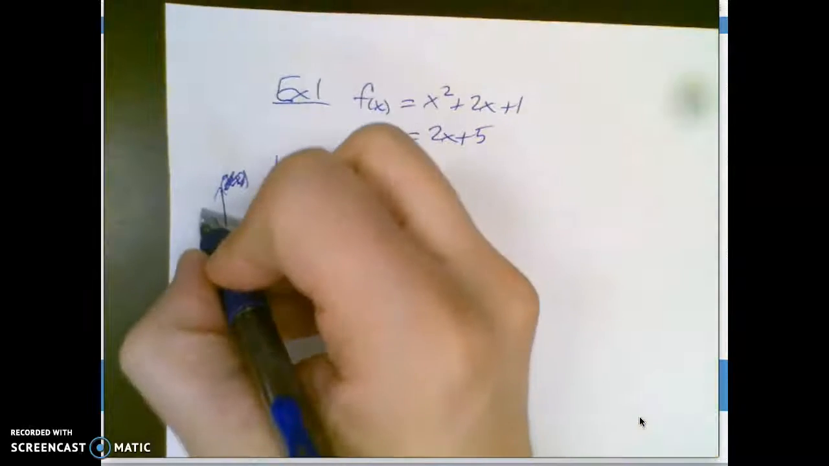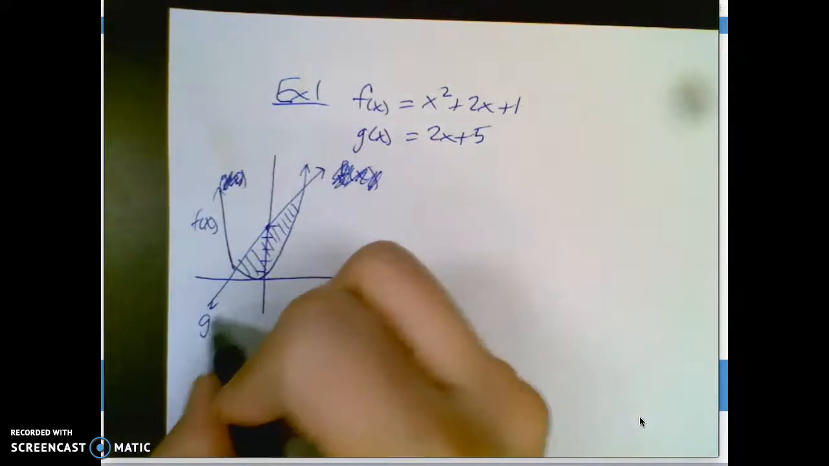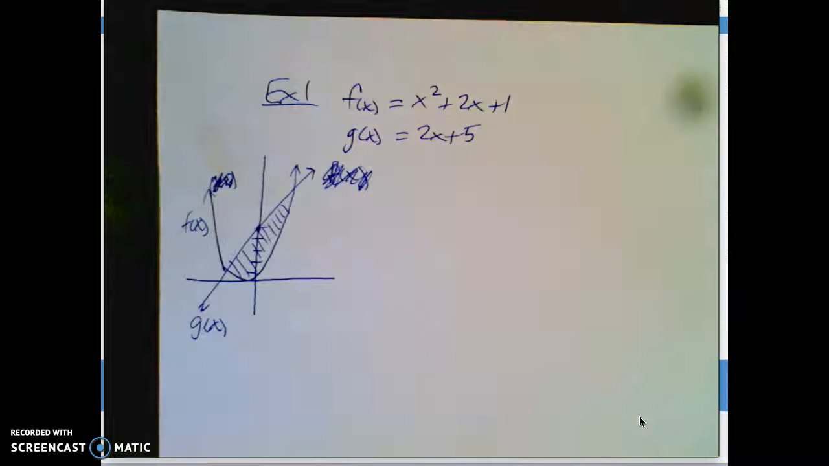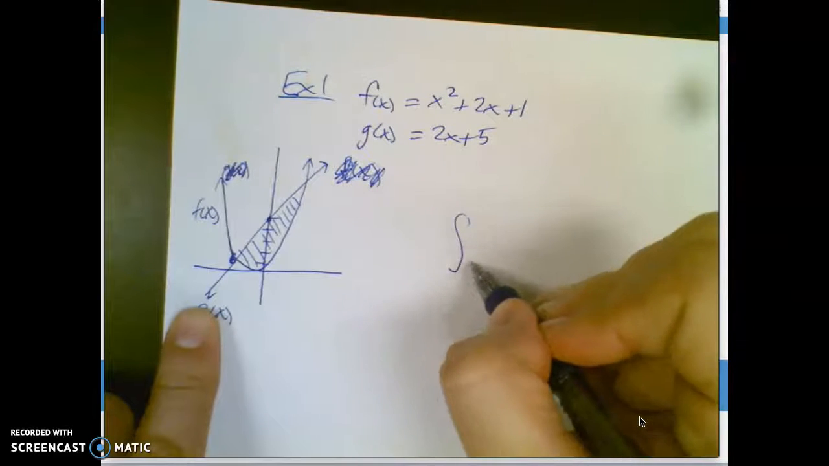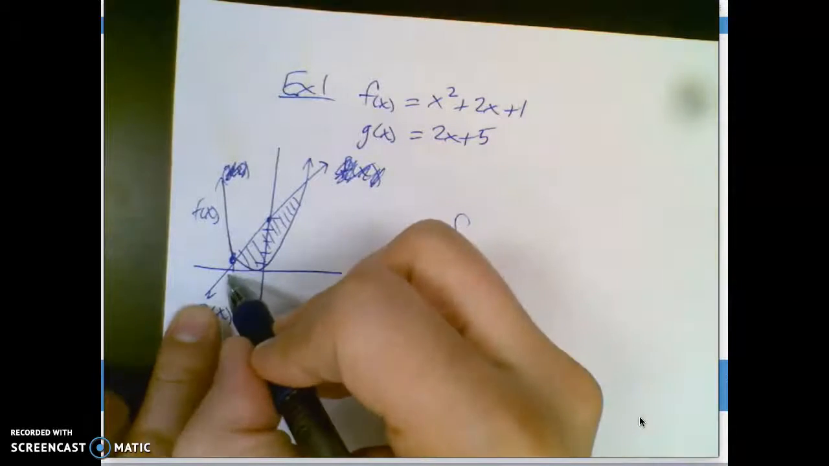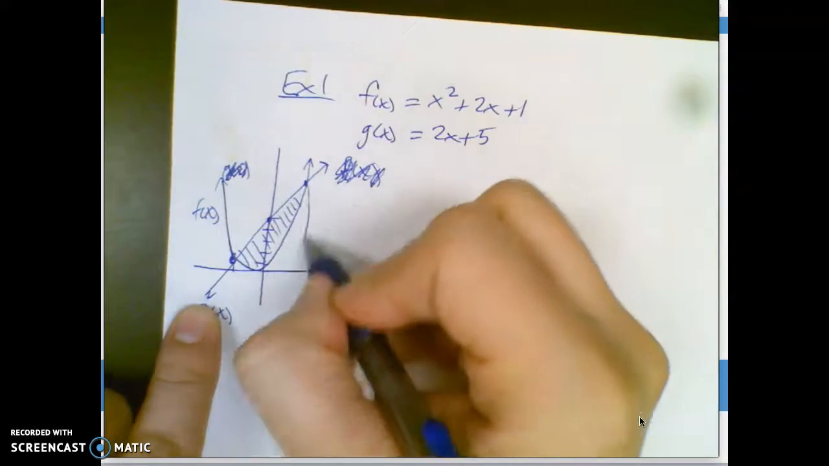So the curve is f of x. The straight line's g of x, because I looked at these equations. Okay, so if I want that area, I need to find out where my integral starts and stops. So it's going to start here. It's going to stop here.